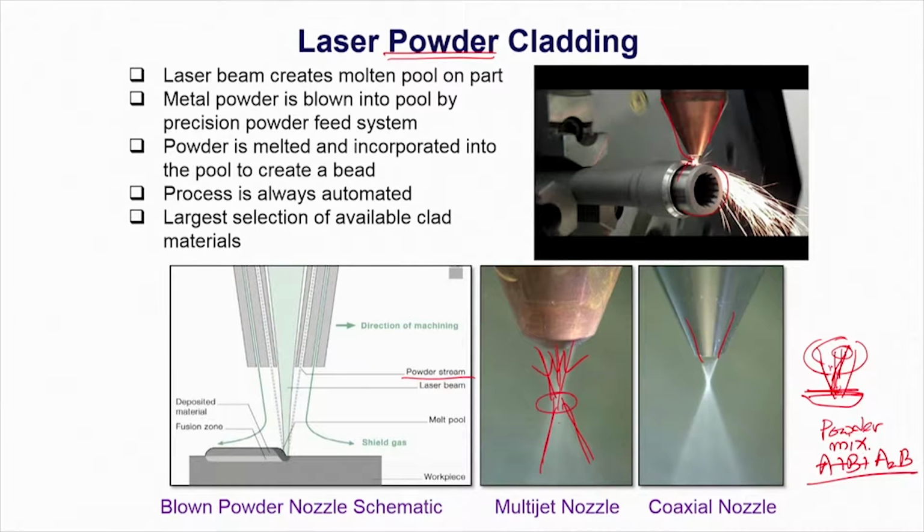So that means it is up to us what kind of applications we have in mind, and we mix the powder and then either feed the powder mix directly, or we can have multiple hoppers and feed these powders differently through different nozzles. So both are possible. The best option to make a very uniform clad is to mix them and then fuse them in the form of a wire or another kind of feed, and then directly feed along with the laser beam.